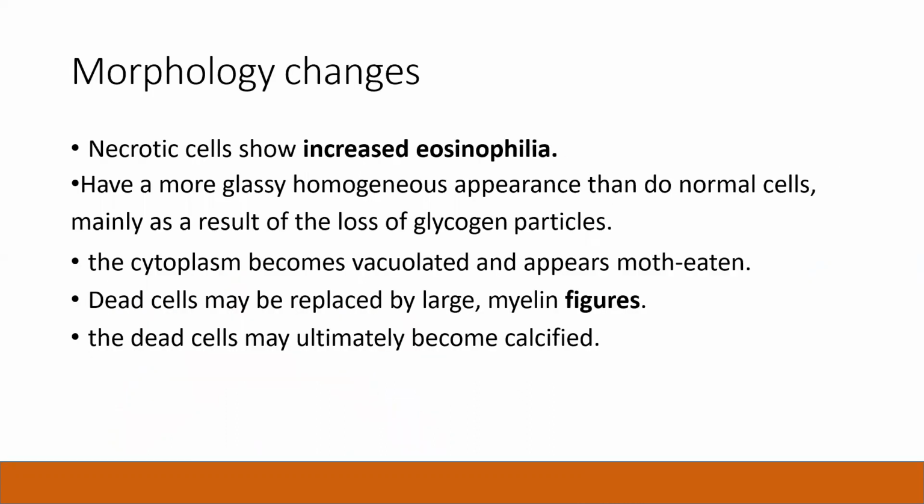Next is the morphology changes. Necrotic cells show increased eosinophilia, and have a more glassy homogeneous appearance than normal cells, mainly as a result of the loss of glycogen particles. The cytoplasm becomes vacuolated and appears moth-eaten. Dead cells may be replaced by large myelin figures. The dead cells may ultimately become calcified.